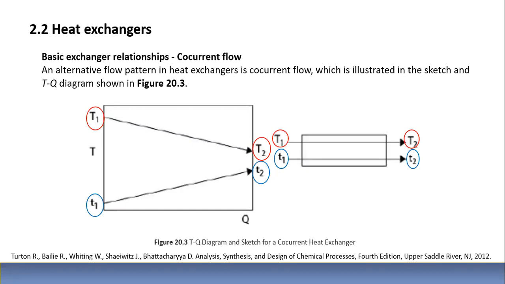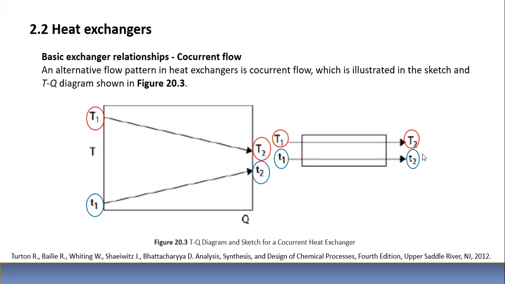An alternative flow pattern in the exchanger is a co-current flow. That is, as you see in there, the hot and cold streams are coming from the same side and exiting on the opposite side, both of them. But look, this temperature difference is huge. When the configuration is just like this, this temperature difference is huge, and this temperature difference is very small.